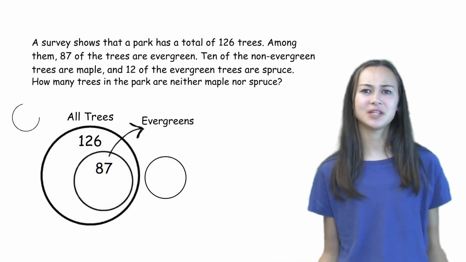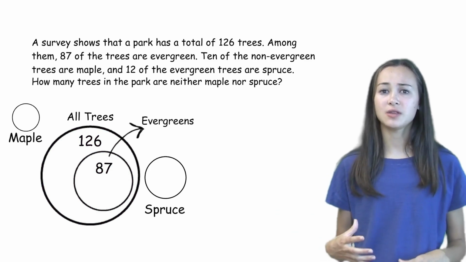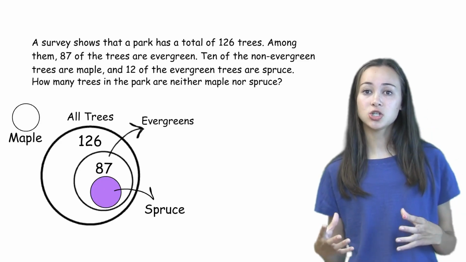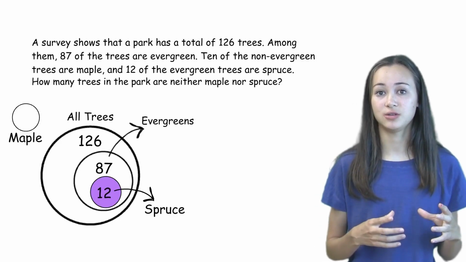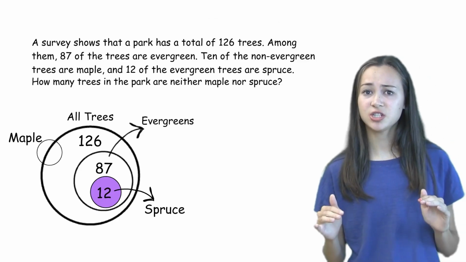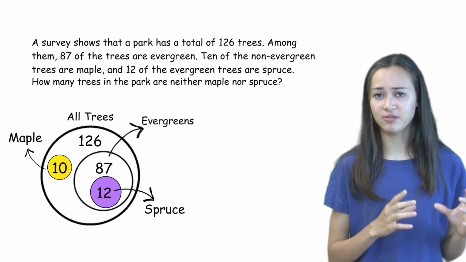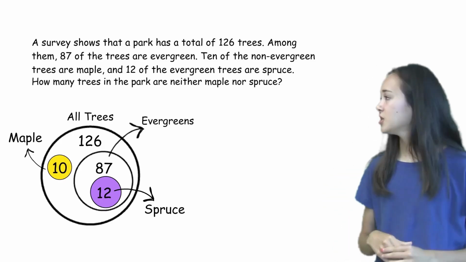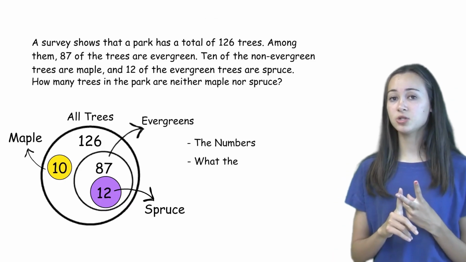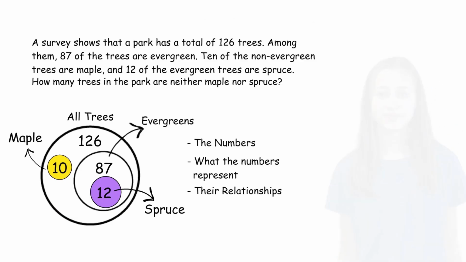So now where do we put the spruce circle and the maple circle? Well, since we know that spruce is a part of the evergreens, we can put that circle into the evergreen circle. And we know that maple is not an evergreen tree, so we'll put the maple circle outside the evergreen circle. So this picture not only represents the numbers, what the numbers represent, but it also shows their relationships.